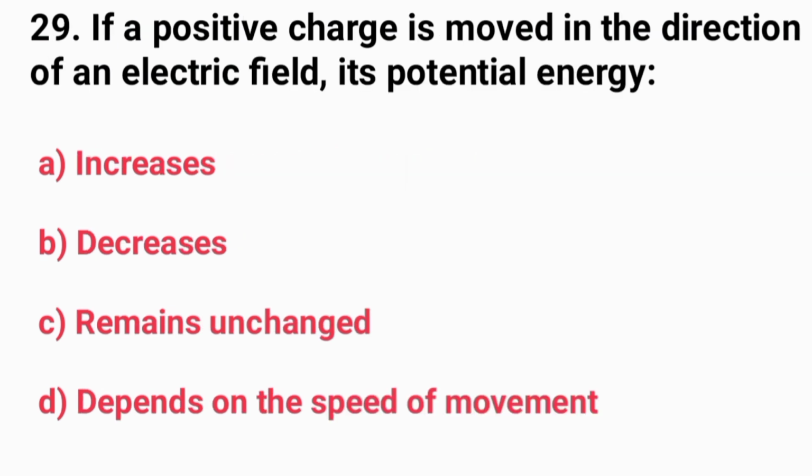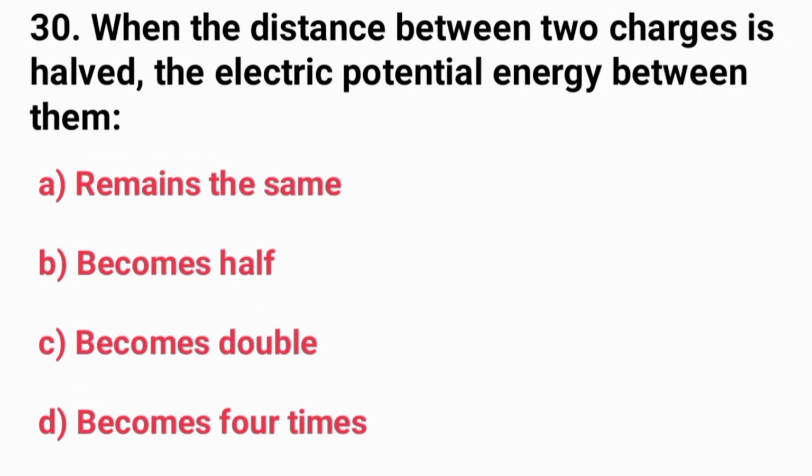Question number 29. If a positive charge is moved in the direction of an electric field, its potential energy. The correct answer is option B, decreases. Question number 30. When the distance between two charges is halved, the electric potential energy between them. The correct answer is option D, becomes 4 times.